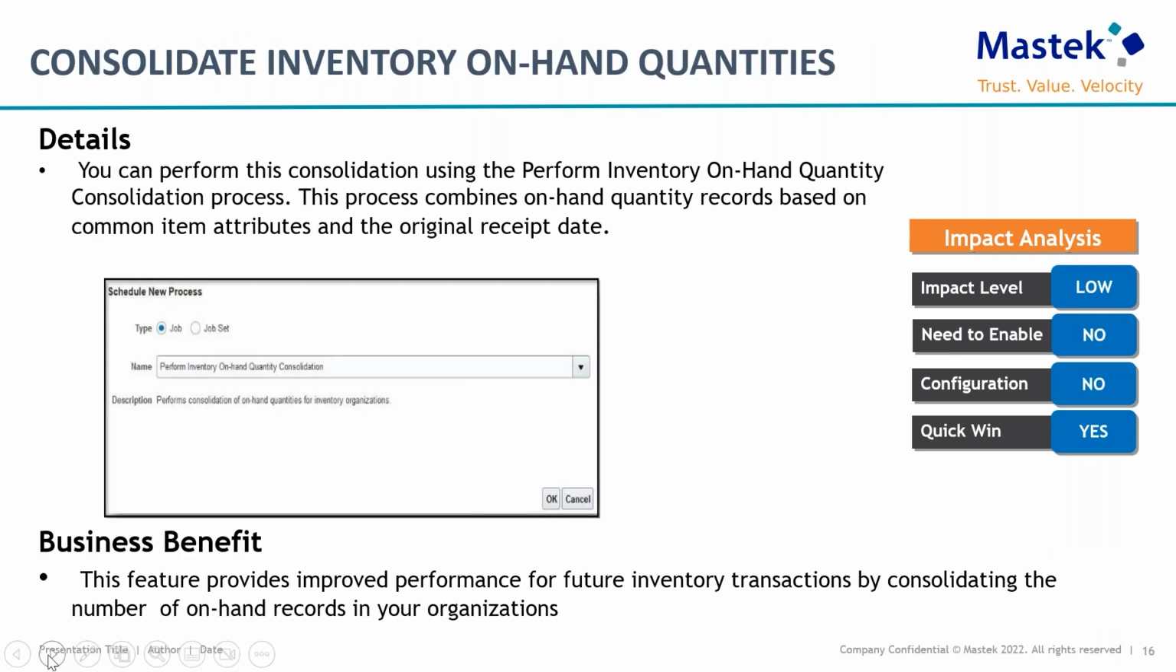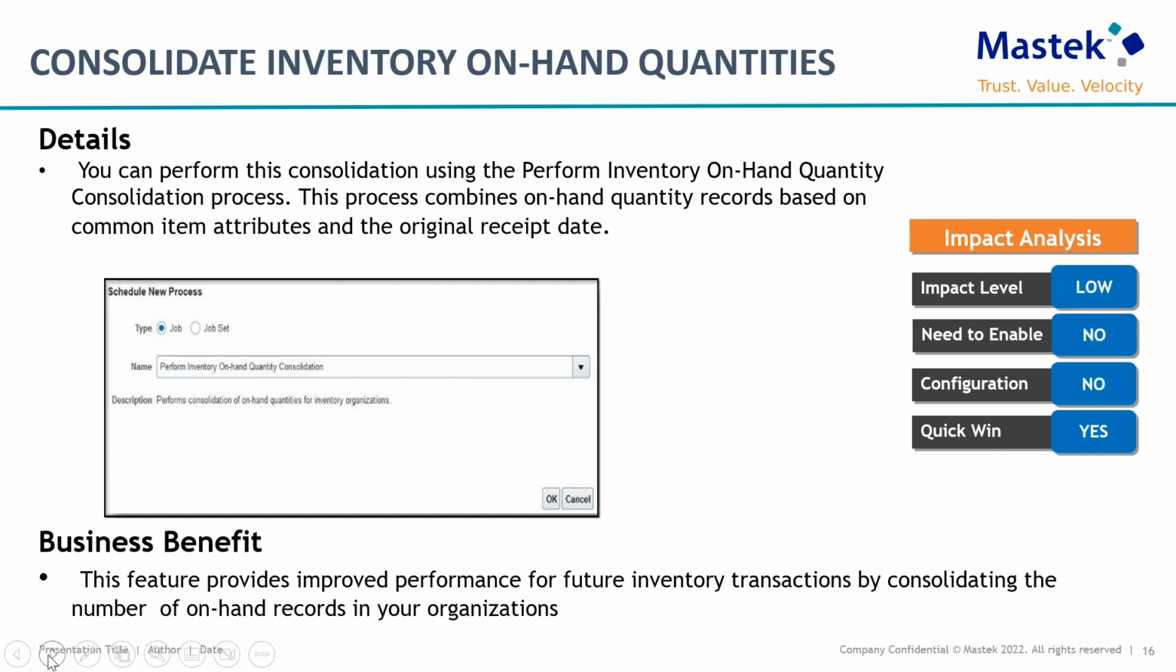Moving forward to the next one, we can consolidate the inventory on hand quantities. We have now entered the inventory, the features available in the inventory. In this particular feature, you can perform this consolidation using the perform inventory on hand quantity consolidation process. This process combines on hand quantity records based on the common item attributes and the original receipt date.